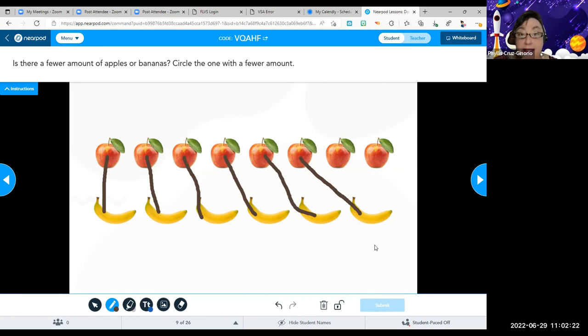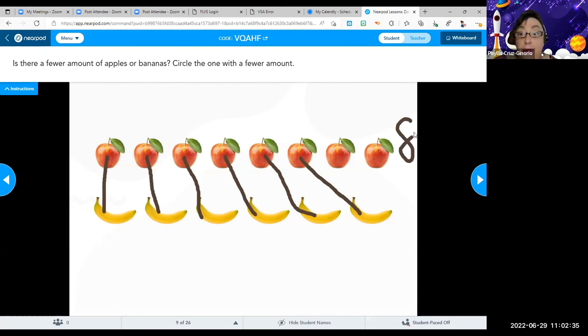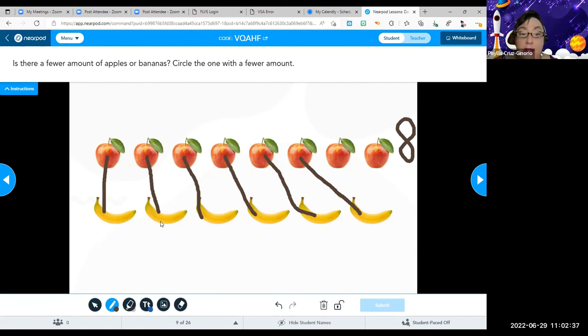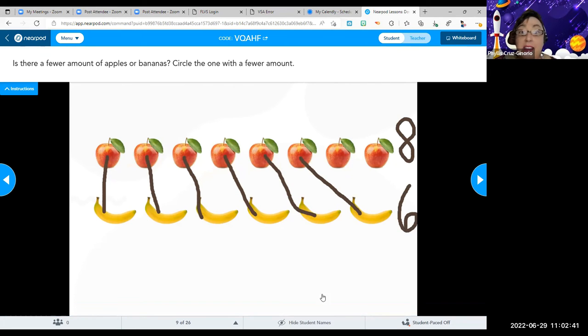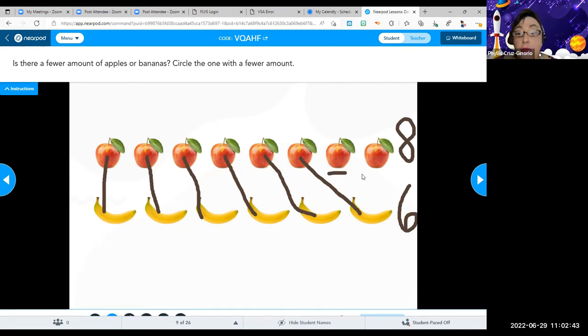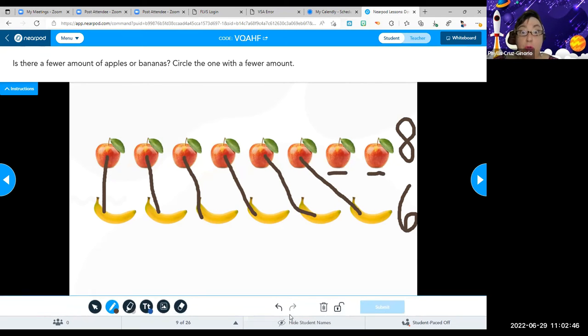Less means they must be missing some. It's a smaller number. Do you know what I like to do? I like to count them. Let's count them to be absolutely sure. 1, 2, 3, 4, 5, 6, 7, 8 apples. And how many bananas? 1, 2, 3, 4, 5, 6 bananas. But we had 2 extra apples. So which group is?